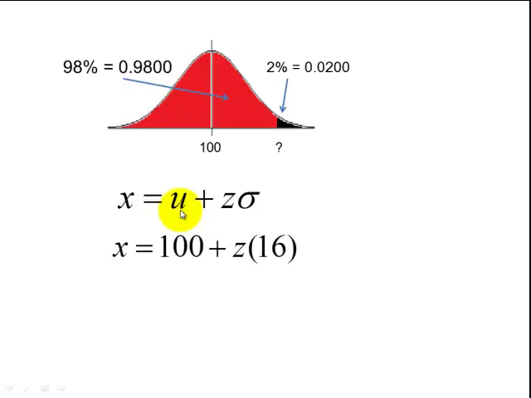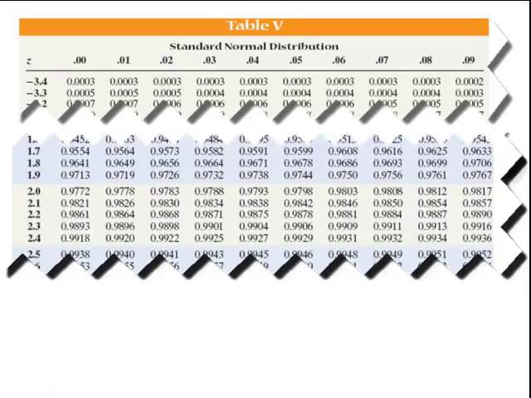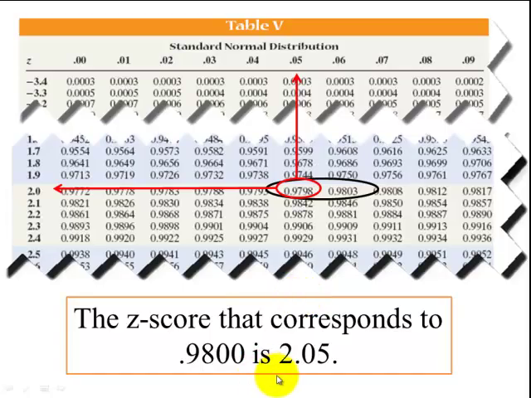We know mu is 100, we know the standard deviation 16. We need to find the z-score that corresponds to 0.9800. So using table 5, looking in the body of the table, we want to find the closest thing to 0.9800. 0.9800 is in between these two values. It's actually closer to this one. That gives us our z-score. So our row component is 2.0. Our column component is 0.05. Adding those together, our z is 2.05.